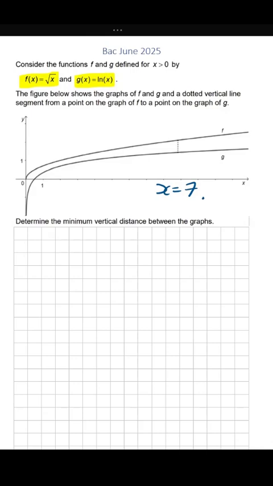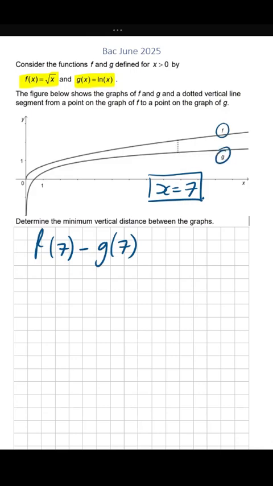Now, again, if that's given you enough of a hint to go away and solve the question on your own, pause there and I will crack on in 3, 2, 1. Let's go. Right, if I was looking for the difference between the two graphs at x equal to 7, well, then I do f of 7 minus g of 7. I know f is up on the top and I know g is down below. So I do f of 7 minus g of 7, and that would give me the distance between the two.